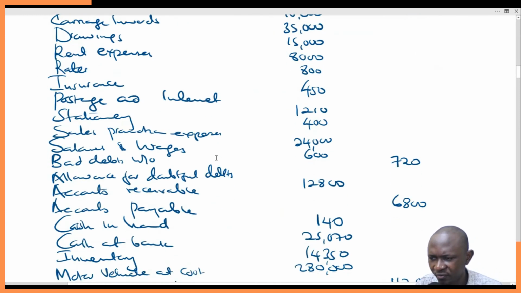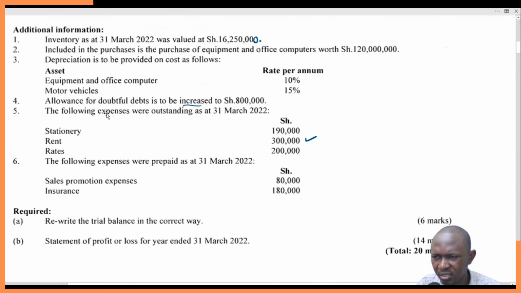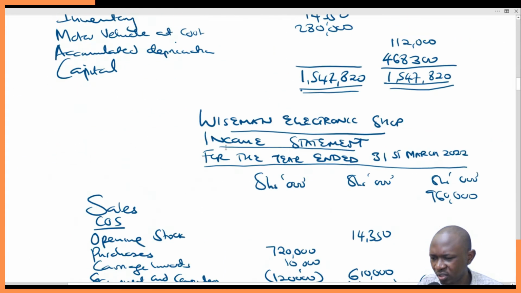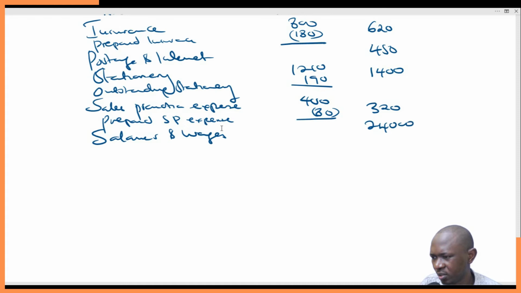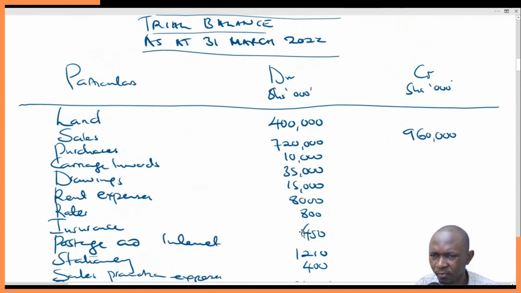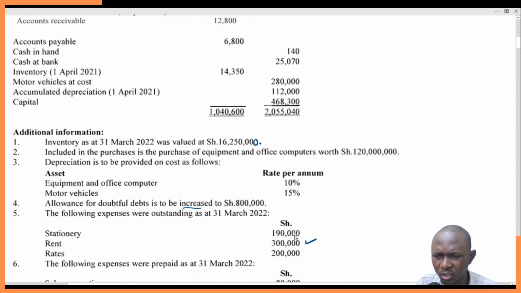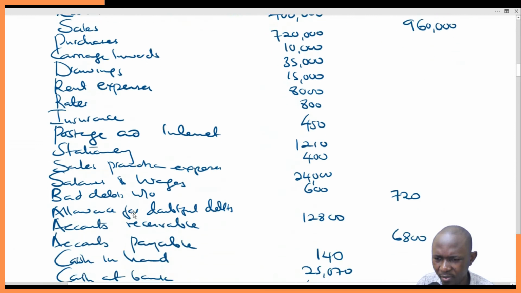Salaries and wages 24,000. Are there any workings for salaries and wages? No workings. So we'll pick it as it is. Salaries and wages 24,000. Next. Where are we? Gone up.